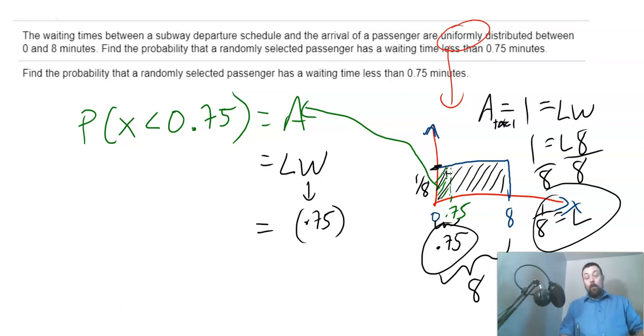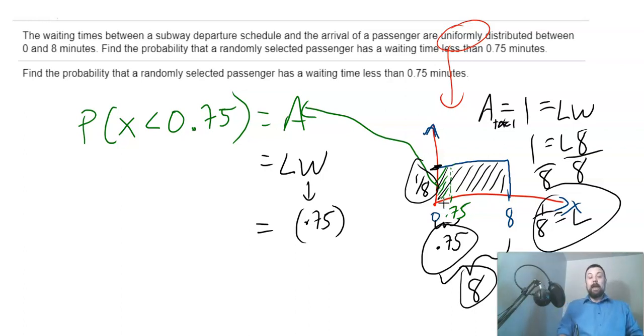So if you want to think, to me, height actually makes more sense, but that's not part of the formula for a rectangle. But, you know, the height is 1/8, right? And the length here is 8. And that way, when you multiply these together, 1/8 times 8, you get 1 as the total area.